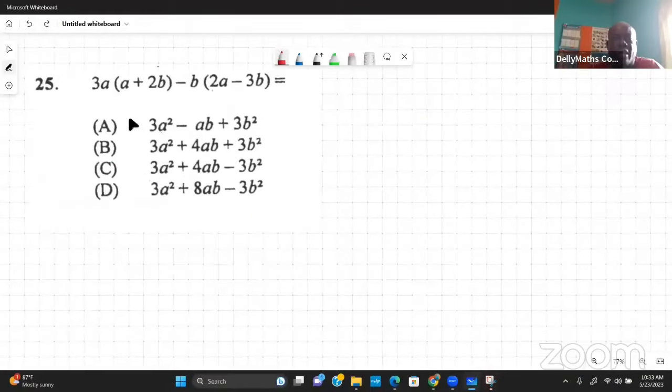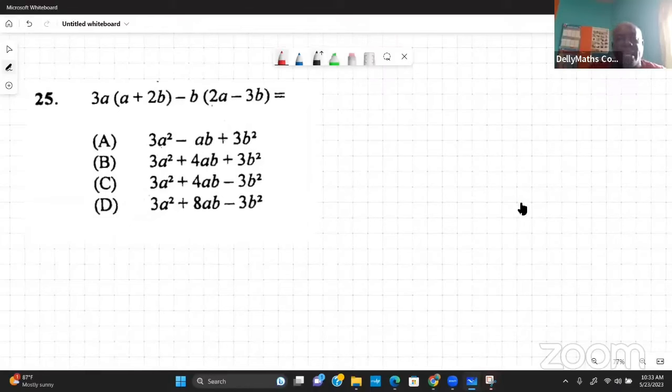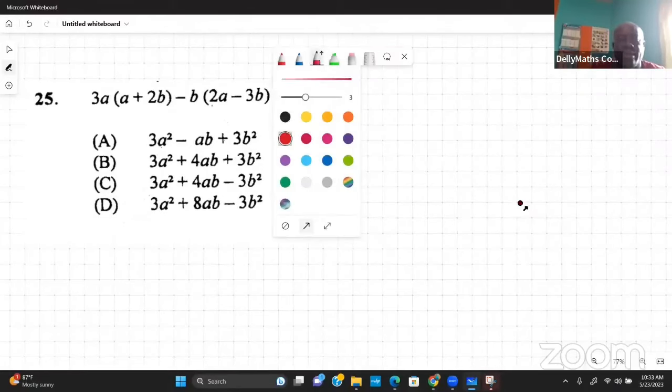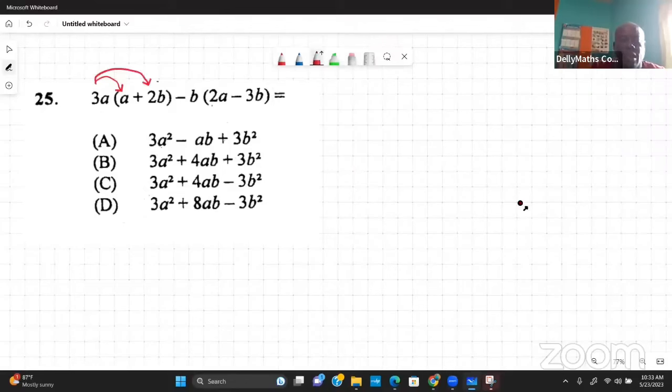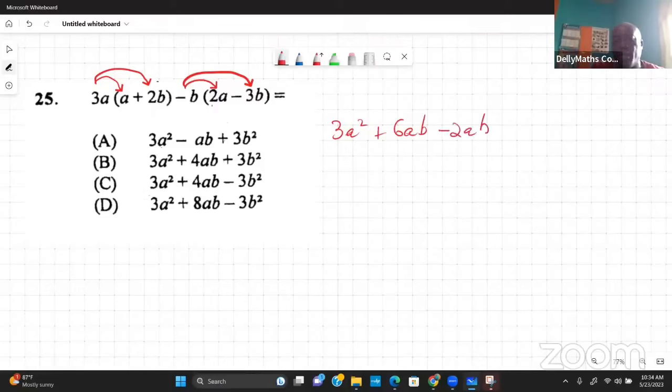All right, so what we're looking at here is that I'm saying that you want to quickly distribute, right? Let's do our distribution. You could just do that quickly. Look to see what you have. It's up to you, right? So 3a times a is 3a squared. 3a times b would have given you 6ab. Negative b times 2 is negative 2ab. Negative b times negative 3b is positive 3b squared. So as you could see, this part becomes positive 4ab.